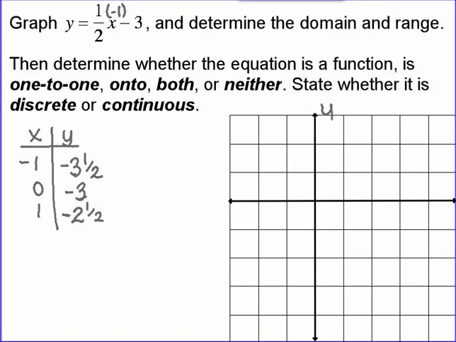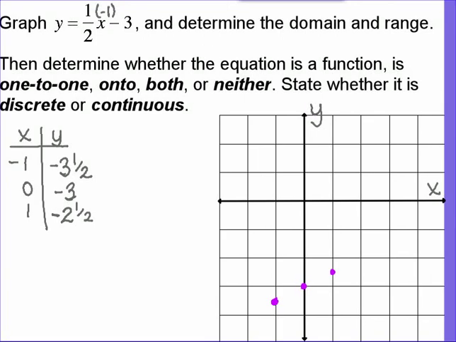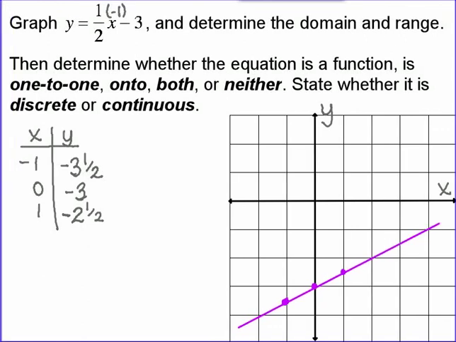So now I'm going to plot those over here on my xy coordinate plane. So here's y, here's x. The very first point I'm going to start with is -1, -3.5. So I'm going to eyeball halfway between. Next one I'm going to do 0, -3. And then I'm going to complete 1, -2.5. So now what I need to do is connect those dots. So there we go. Now based on this, I need to determine the domain and the range.